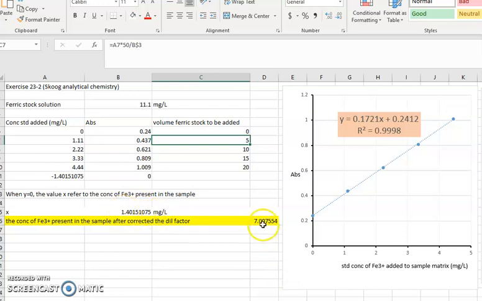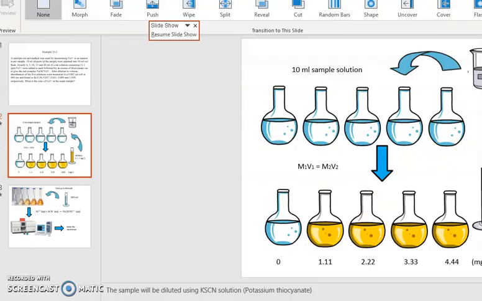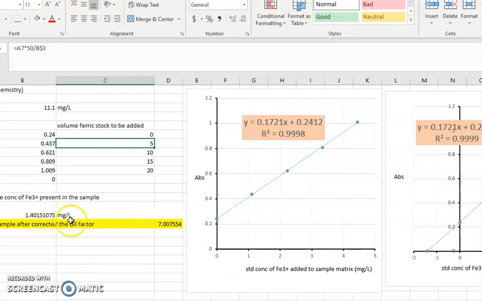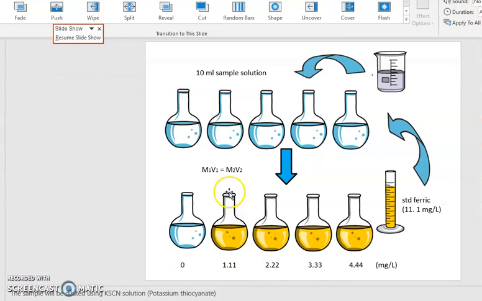But please remember that we want to find how much the concentration of the iron is in the real sample. In this preparation, 10 ml was diluted up to 50 ml. So the concentration 1.4 we have to multiply with the dilution factor, in this case 50 divided by 10. After we multiply, we get 7. So 7 mg per liter represents the concentration of the iron present in this sample solution. So we achieve our objective, which was to determine the concentration using the standard addition method.